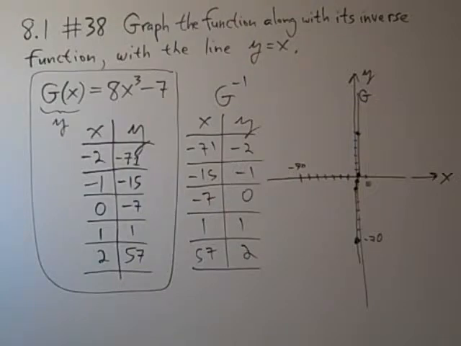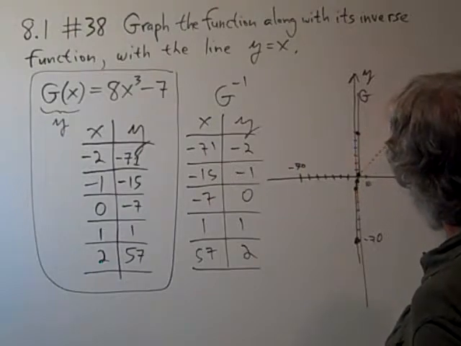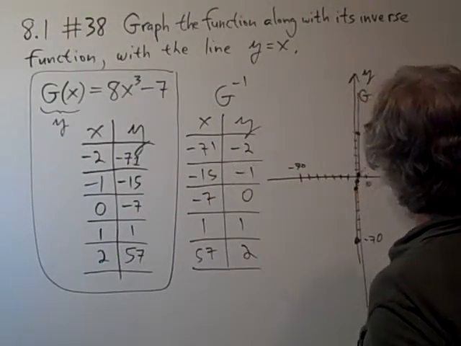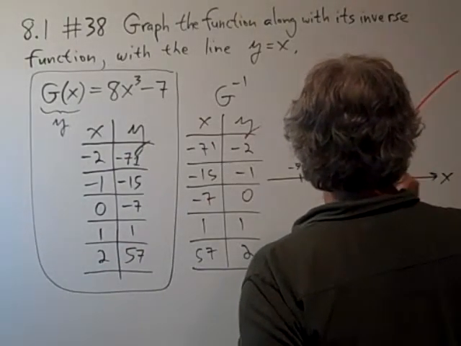The line y equals x I'll graph in red. That's pretty easy. That's the diagonal line where you go over the same amount that you go up, and you'll get the diagonal line y equals x. Here it is.